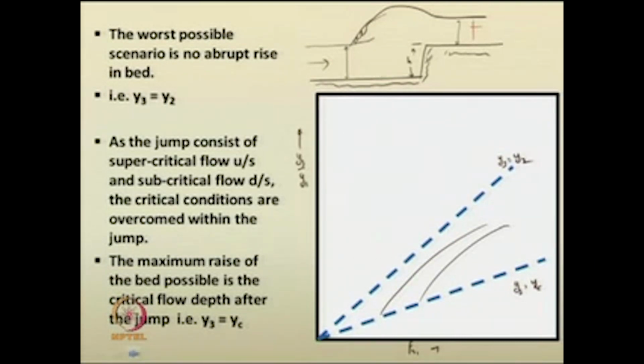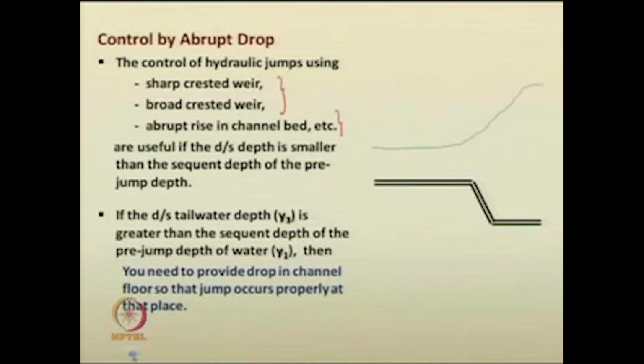Usually, if the downstream depth is less than the sequent depth of the hydraulic jump, you can definitely see here, this y3 is less than y2 here. So, if such situations are there, in most of the cases, if the downstream depth is smaller than the sequent depth, then the above mentioned sharp crested weir, broad crested weir or abrupt rise in channel beds are used. What happens if it is the other way? You have already studied how the hydraulic jumps are affected by the tailwater condition.